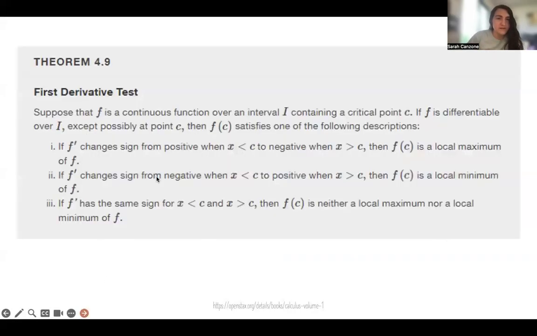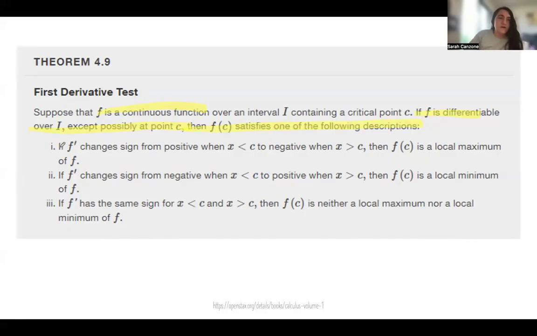So let's get a formal definition. We already vaguely understand this concept. Like I said, if you go from increasing to decreasing, you're a maximum, and decreasing to increasing, you're a minimum. And intuitively, it makes sense, right? So if you have a continuous function over some interval, it could be negative infinity to positive infinity, doesn't matter. If f is differentiable, except maybe at a point c, which could be like a cusp, then f of c can satisfy one of the following descriptions.